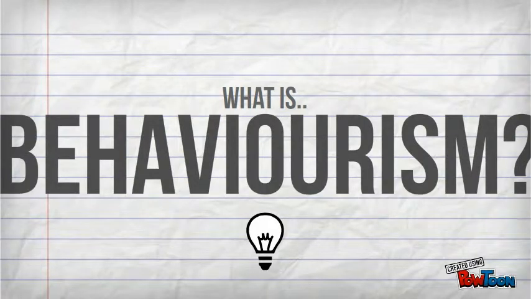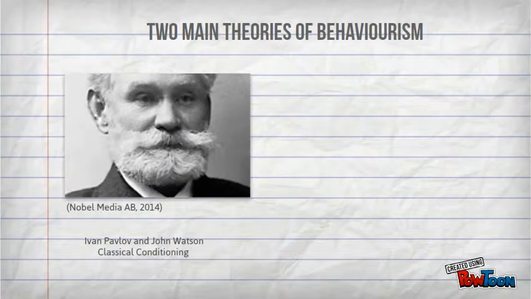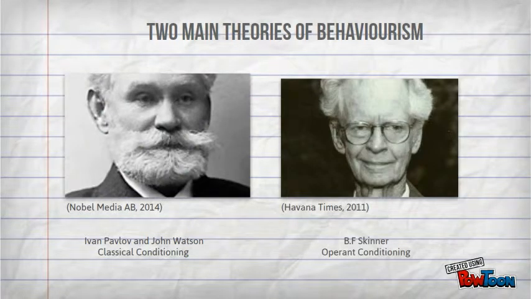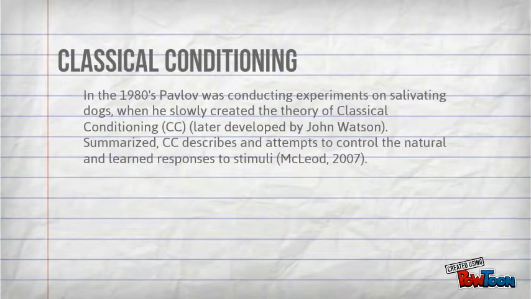What is behaviorism? There are two main theories of behaviorism: classical conditioning and operant conditioning. In the 1980s, Pavlov was conducting experiments on salivating dogs when he slowly created the theory of classical conditioning. Summarized, classical conditioning describes and attempts to control the natural and learned responses to stimuli.